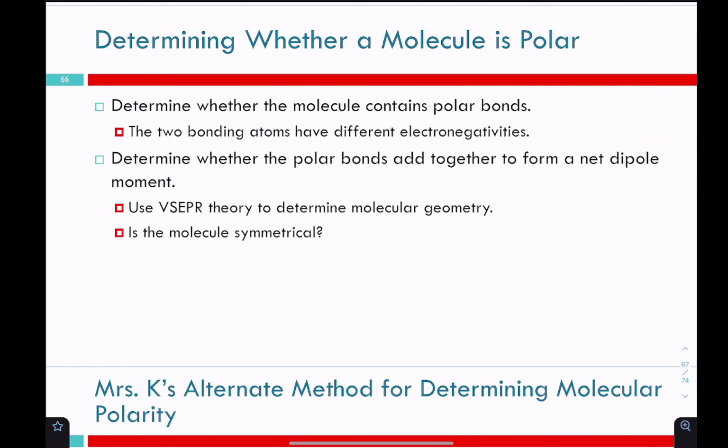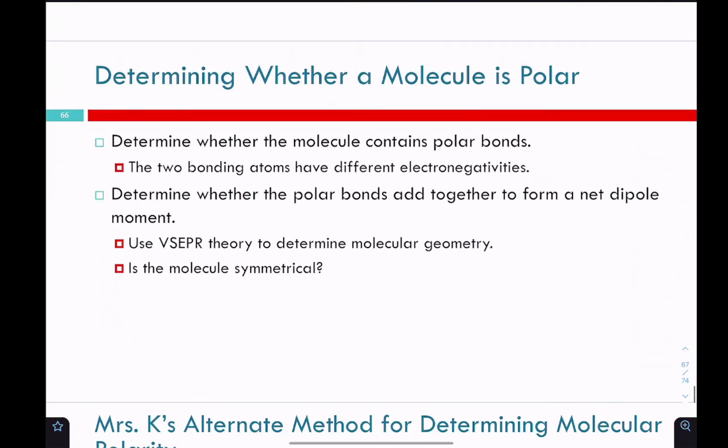So this is the way the book says to determine polarity. And like I said, you've got to have a good grasp of mental spatial manipulation. You use VSEPR theory to determine the molecular geometry, and then determine if the molecule is symmetrical, and then think about how the different bond strengths affect each other, and it's a whole headache.